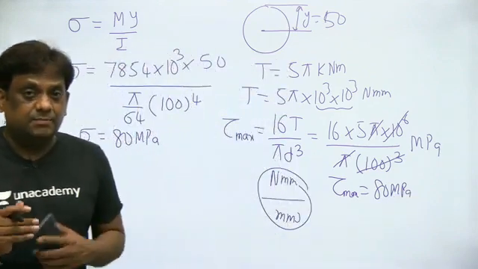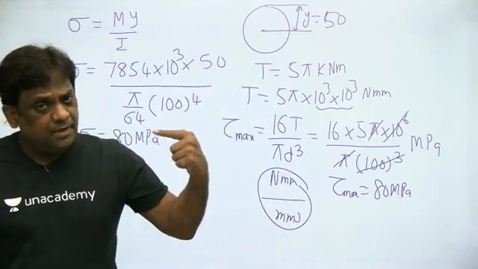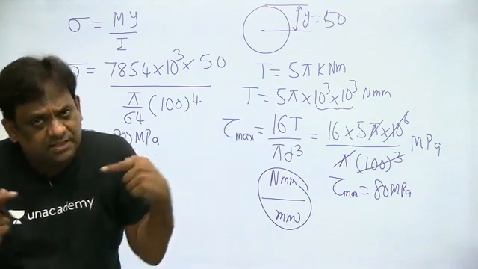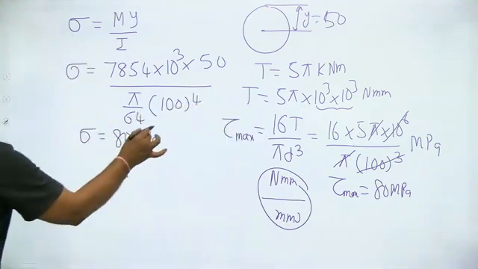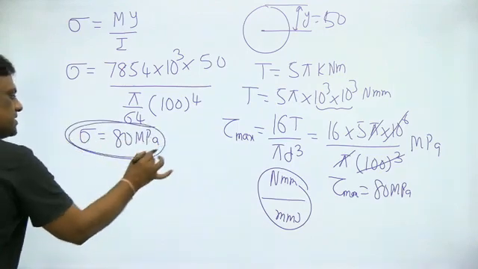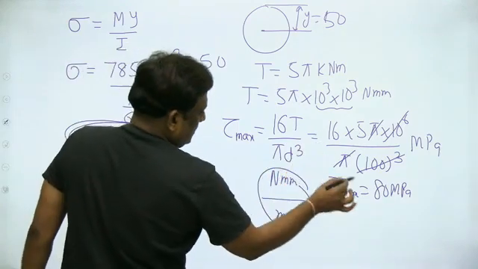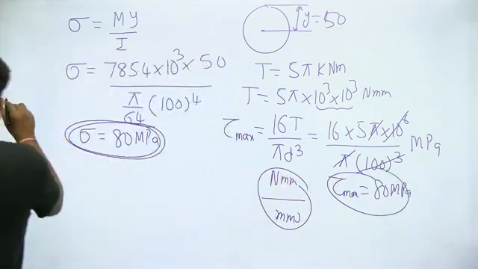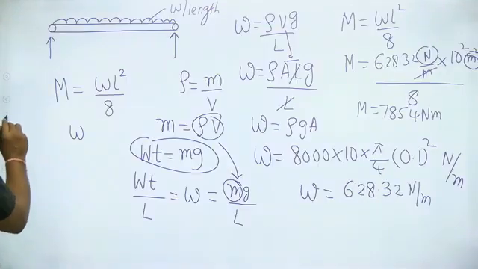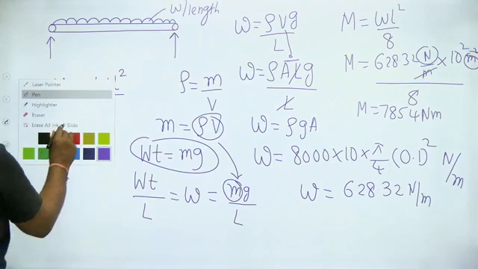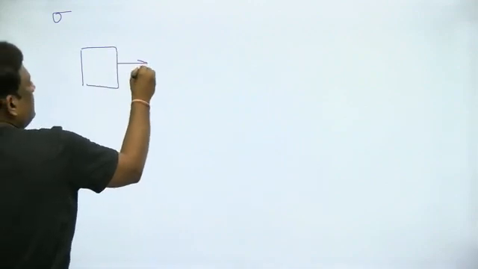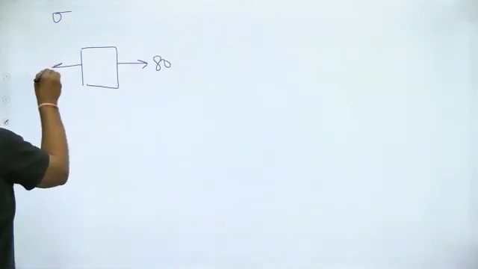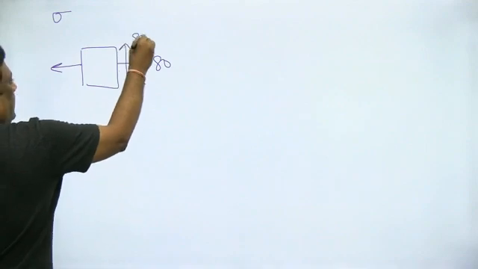Actually, my member is subjected to combined bending. Because of bending, there will be normal stress in the cross section, and it is also subjected to torsional shear. So the maximum bending stress is 80 and the maximum shear stress is 80. Okay, now let's try to calculate, my dear students. So let me erase. Now the value of sigma. If you see, this is 80 and this is also 80.